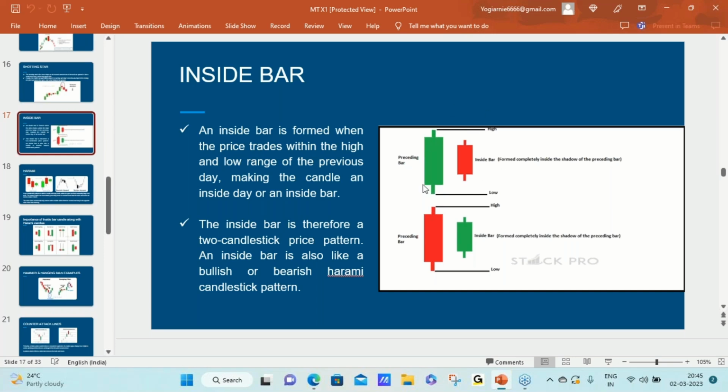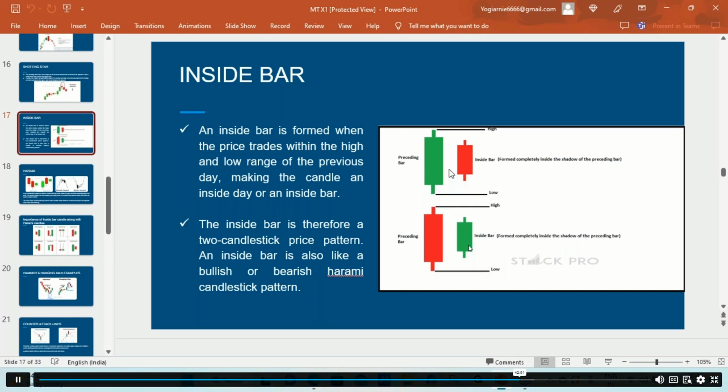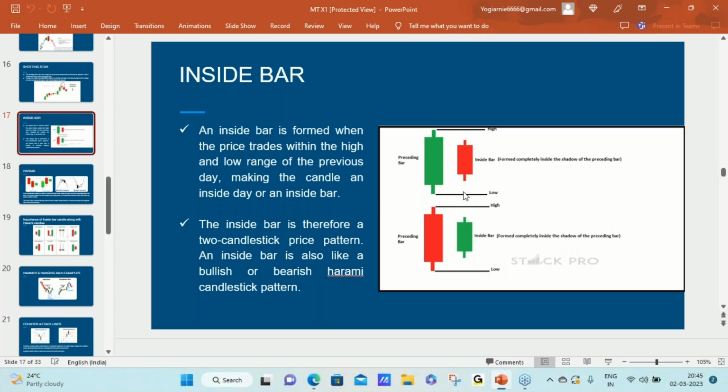Yes, Swastik ji, I'll come to that point. I'll explain bullish harami and bearish harami tomorrow. But every bullish harami and bearish harami has to be an inside bar in terms of the concept, because in an inside bar, color coding is not important. It is immaterial. But if you attach color coding to the inside bar candlestick pattern, it becomes bullish harami and bearish harami. I'll come to that point later.